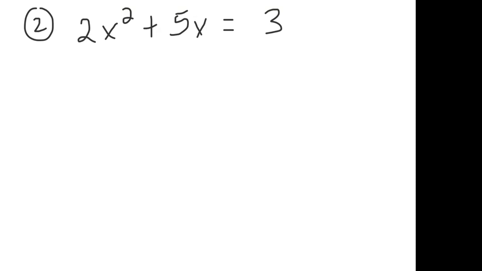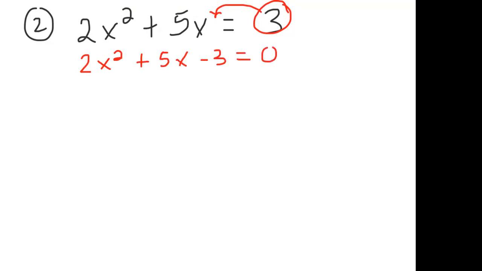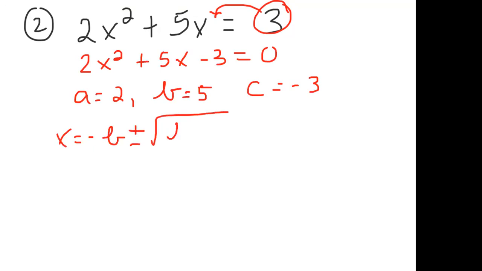So move this 3 over, guys. I'm not sure if that's right, though. Have confidence in your answer, Melanie. Okay, so I'm moving the 3 over, guys. So when I move it over, I end up with 2x squared plus 5x minus 3. We're going to list the values of a, b, and c. So a is 2, b is 5, c is -3. And we go into the formula x equals the opposite of b, plus or minus the square root of b squared, minus 4 times a times c, divided by 2 times a.